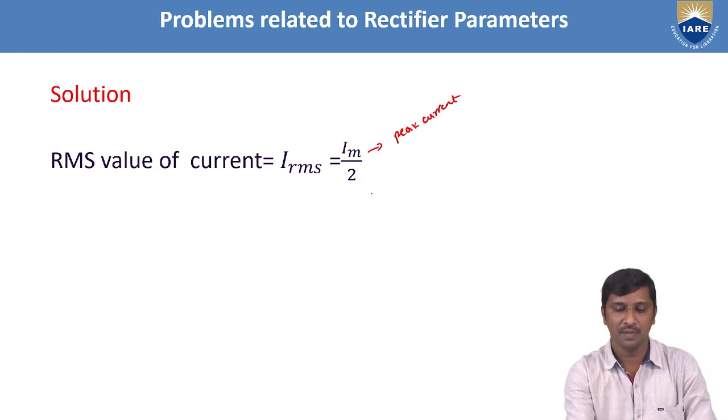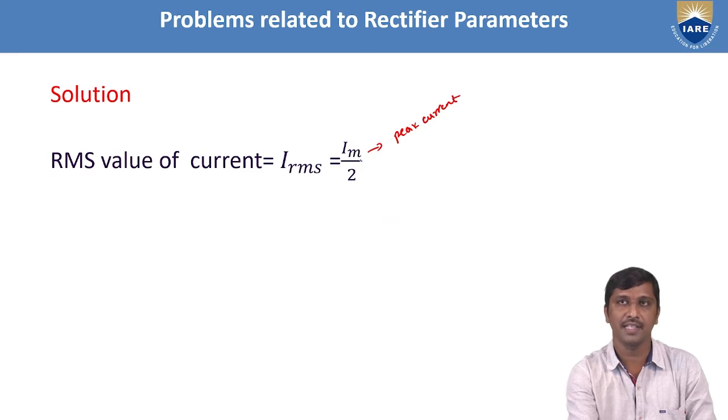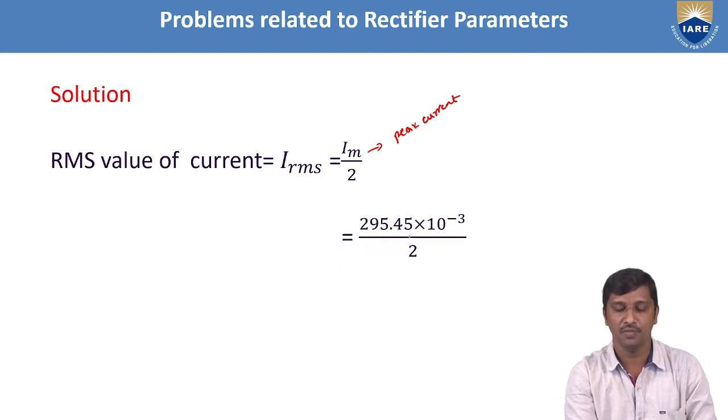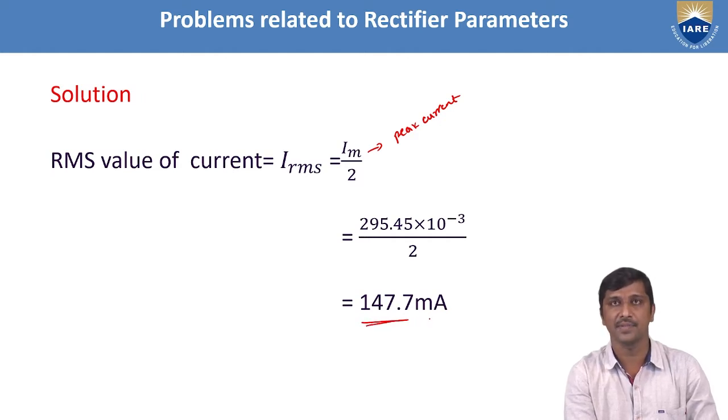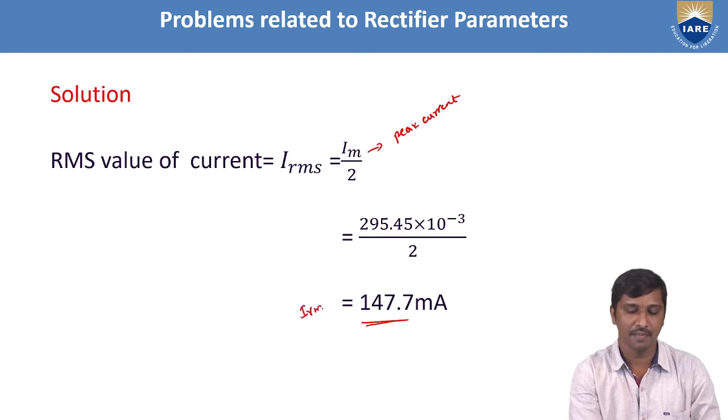So again we observe this Im value. Now you can substitute this Im value and divide by 2 here. So what is the Im value we observe? 295.45 milliamps. Hence I represented 295.45 milli as 10 to the power of minus 3, divided by 2 here. Then it shows the IRMS, or RMS value of current, as 147.7 milliamps. So this is your IRMS.